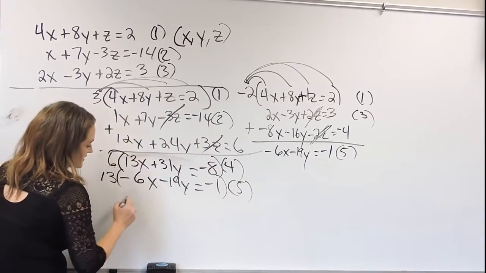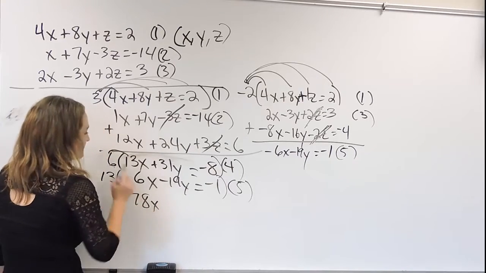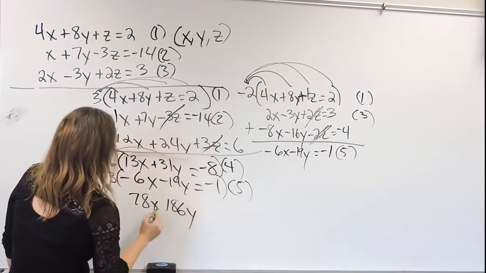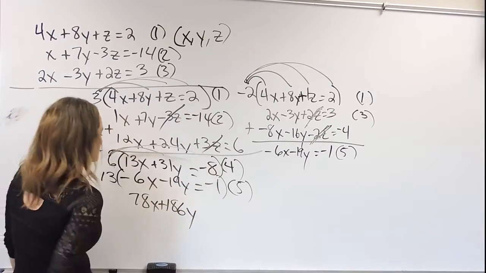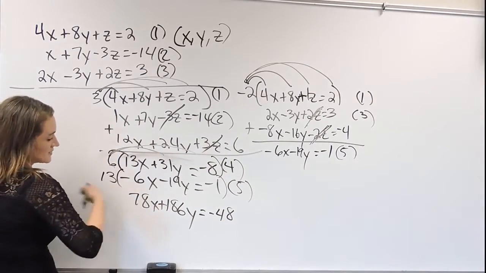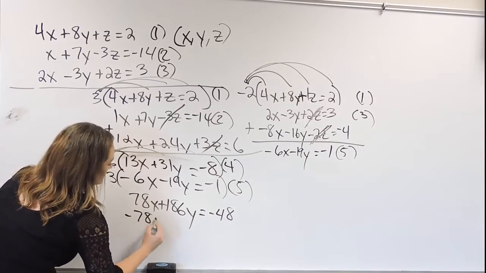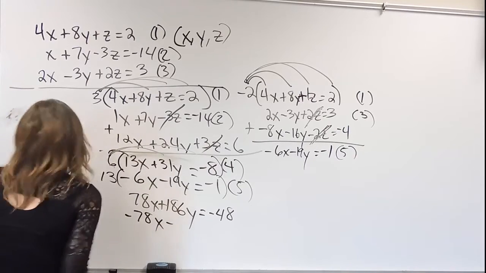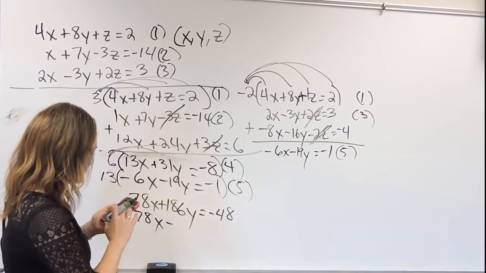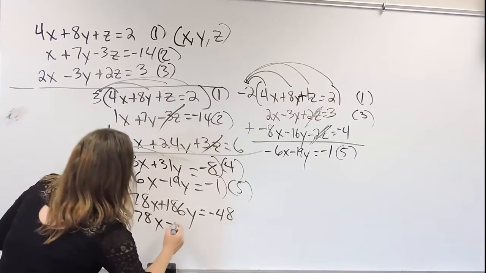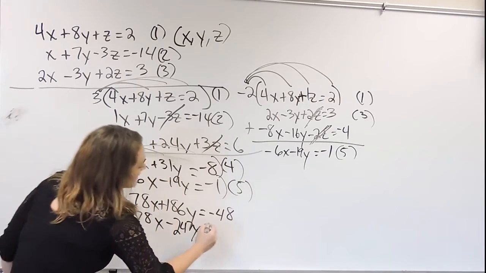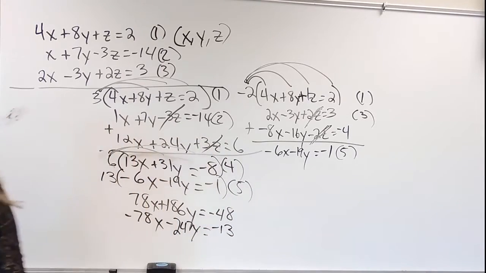So 6 times 13x is 78x. 6 times 31y is 186y. And 6 times negative 8 is equal to a negative 48. Distributing the bottom one gives me negative 78x, and 13 times 19 is a negative 247y, is equal to 13 times negative 1, which is a negative 13.